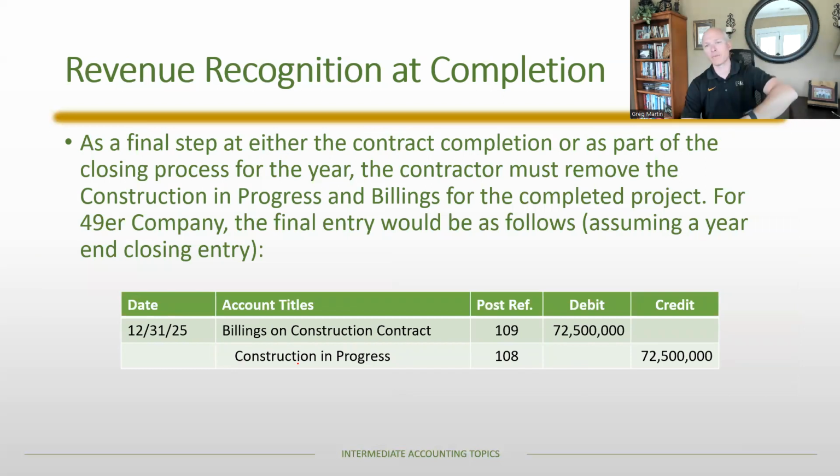All right, then final step, after you've recorded everything, the final step is you've got to get rid of those two accounts. So once the project is over, you've done your billings, and probably you wait till you collect, would be my guess. But once you finally then collect it as well, you zero that out, at the end of the year or something like that.